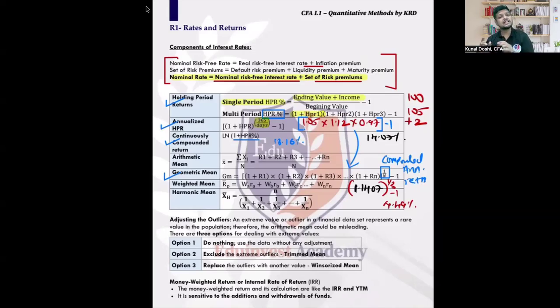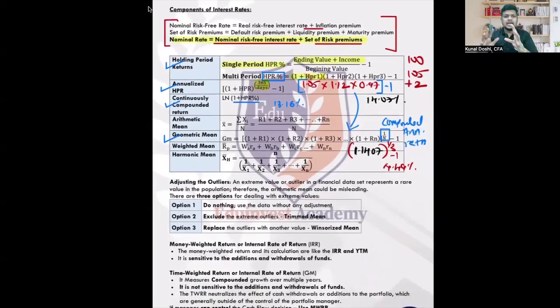So when we go to fixed income, at that time we'll actually apply this continuously compounded returns. Got it? Okay. Right now, just understand what this is saying, where it is going to be used, and what the technique is. Application we'll see in the question. Clear?